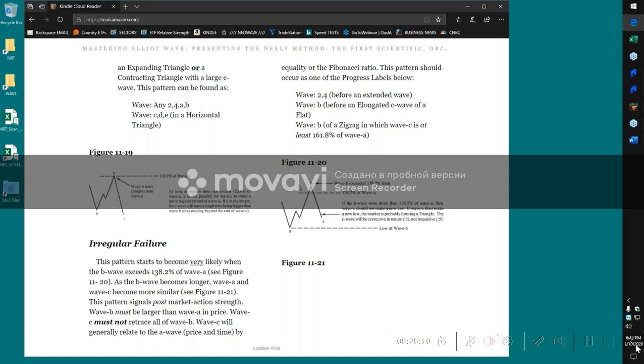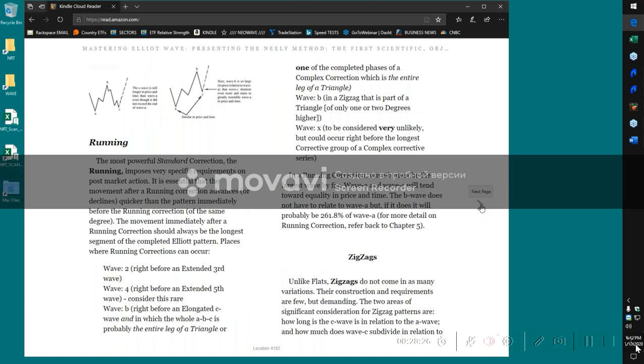So here shows where as the B wave starts to get larger and exceed about 138%, you should no longer expect the C wave to make new lows because this implies strength. If it were to make a new low, that would imply weakness, which would be contrary to the structure and illogical, so it's not allowed. The bigger the B wave gets, the stronger the future move is going to be, and the more wave C and wave A will be similar to each other.